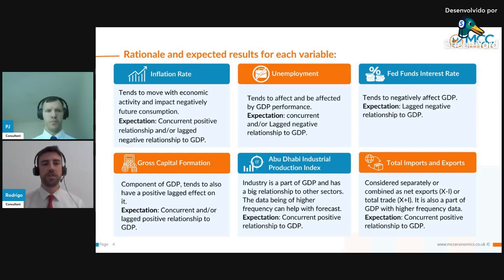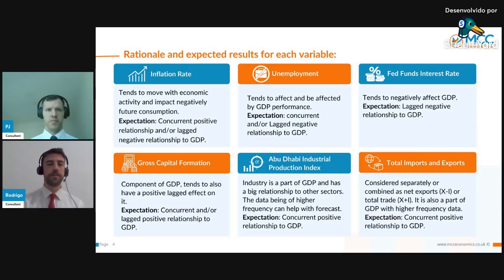So this positive relationship would be in the same period, and then the lagged relationship would be one period affecting the next period. In terms of unemployment, if you're familiar with economic theory, there is the Phillips curve that mentions the relationship between inflation and unemployment. So periods of high inflation tend to have lower unemployment and vice versa.